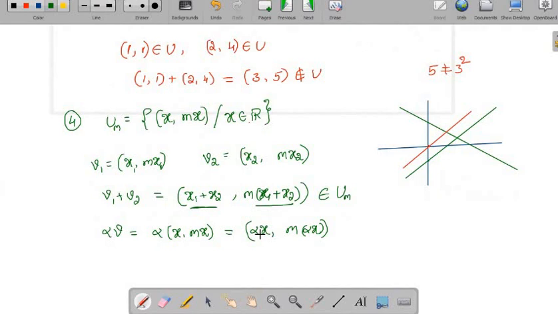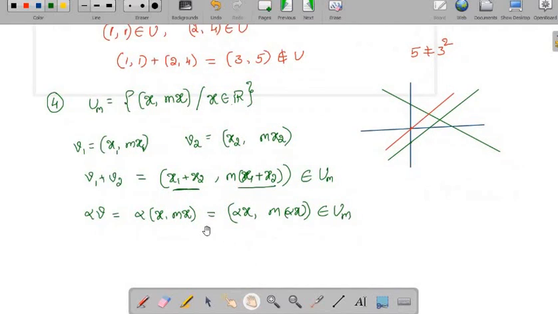Whatever you have in the first coordinate, the second coordinate is multiplied with m. So now definitely this belongs to the set. Therefore, addition is fine, scalar multiplication is fine, and the rest of the properties anyway follow from the bigger set. Why? Because in the bigger set all those properties are true, so in the smaller set also true. I'm talking about associativity, commutativity.